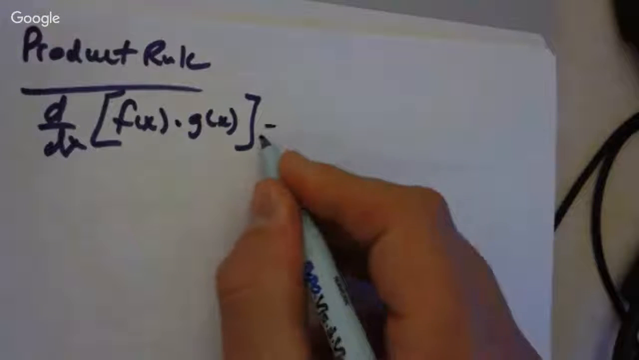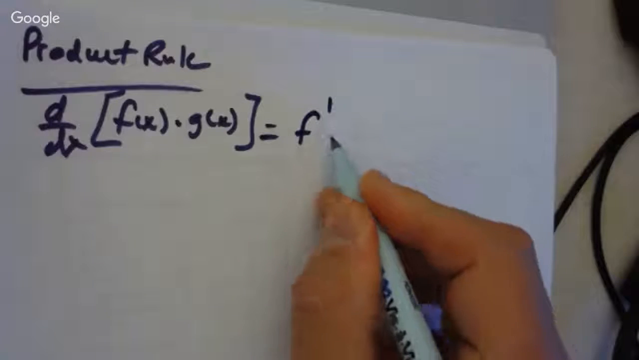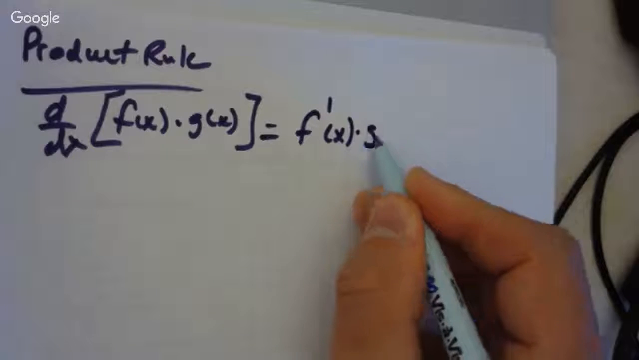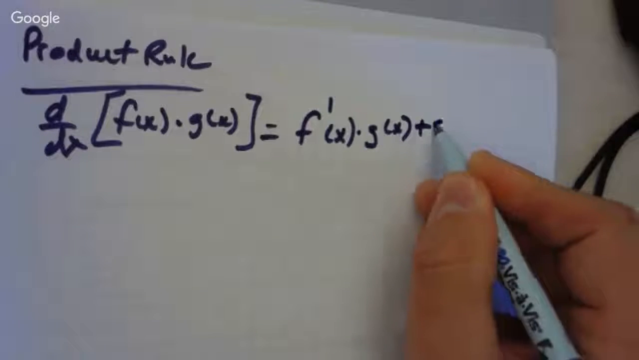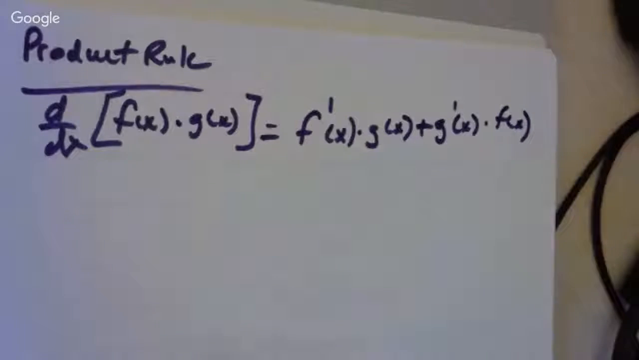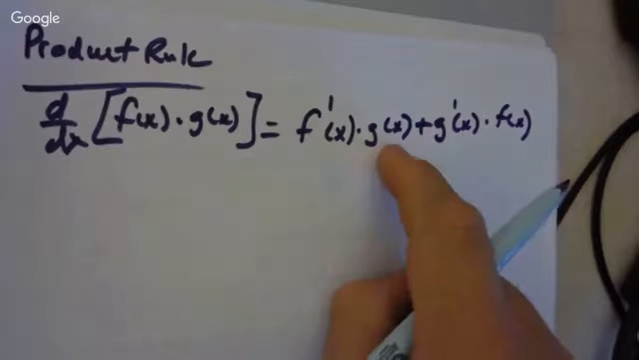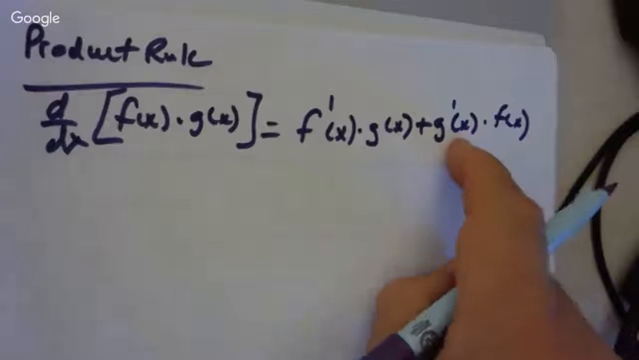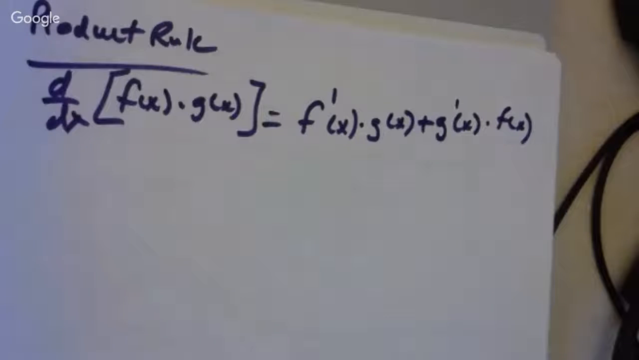So what's this equal to? That's equal to the derivative of the first thing times the second plus the derivative of the second times the first. The derivative of the first times the second plus the derivative of the second times the first. It's like you treat the other function as a constant when you're taking the derivative of the other. So if you're taking the derivative of f of x, it's like you treat g of x like a constant.